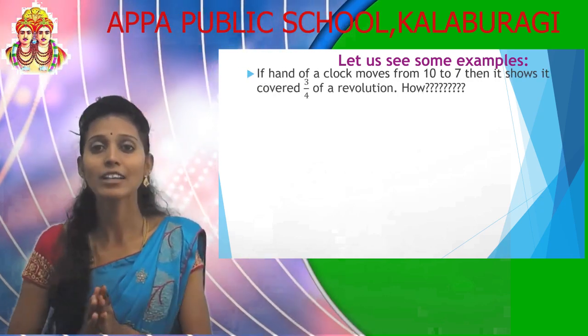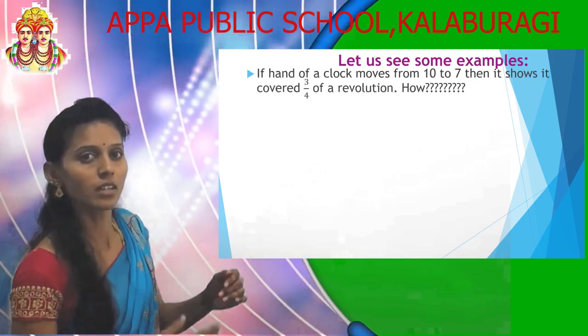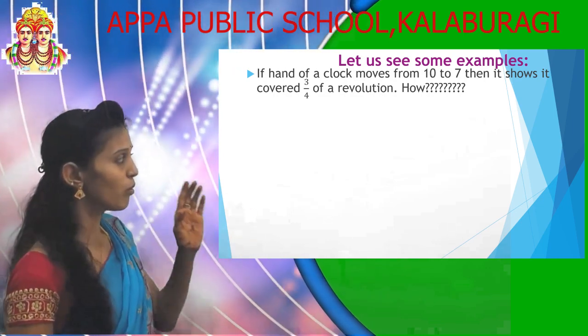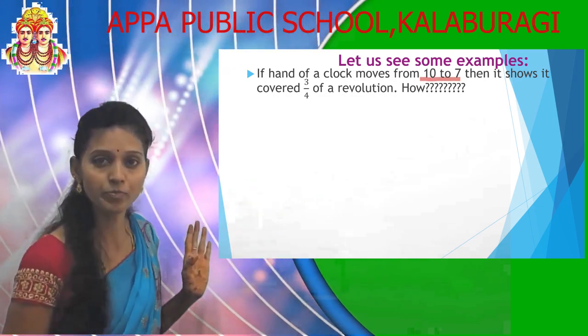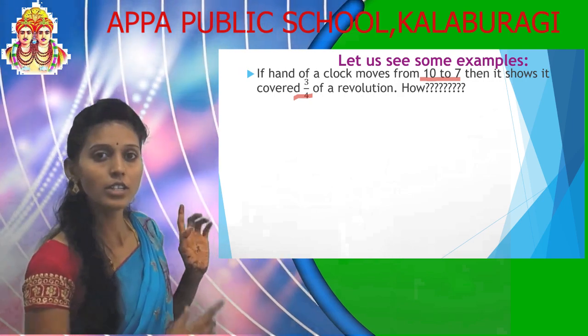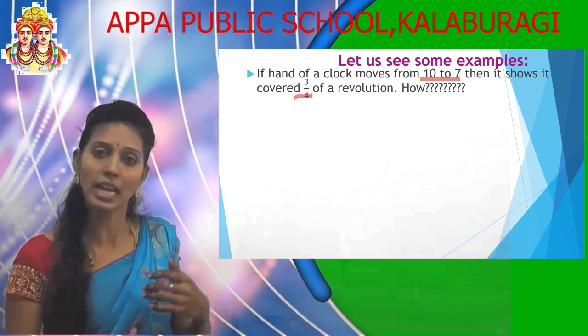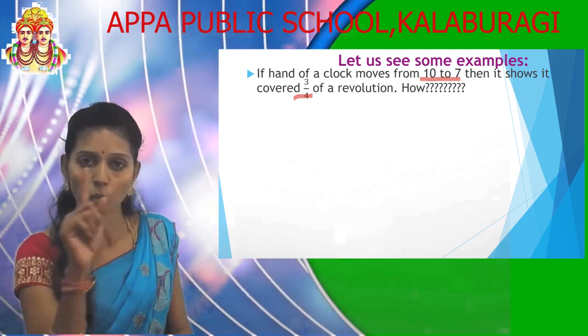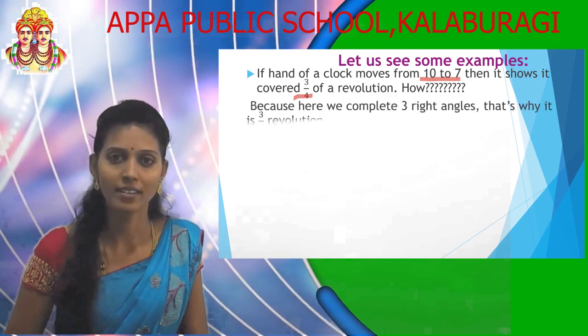See, if the hand of a clock starts to move from 10 to 7, it shows 3/4 of a revolution. I give the answer here itself. How? That's the question.